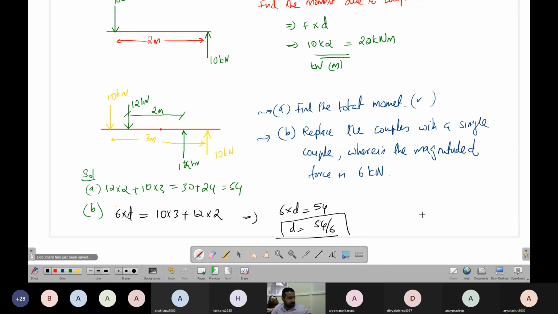If you apply this force, this couple can be reduced to, so 54 by 6 is 9. Okay, so it is not linear. This force we can reduce to, so let's say, 6 kilonewton separated by 9 meters.